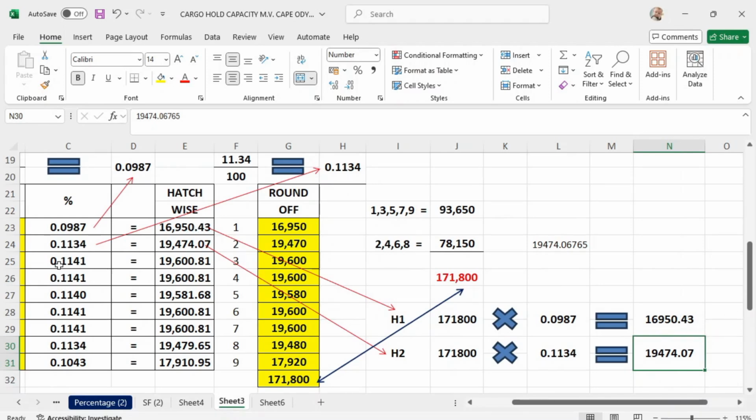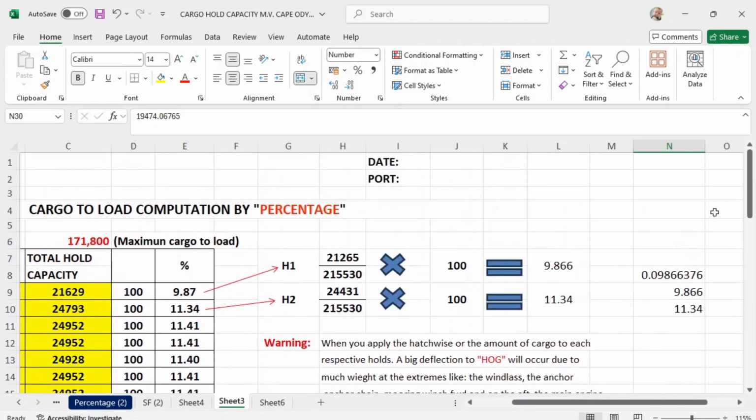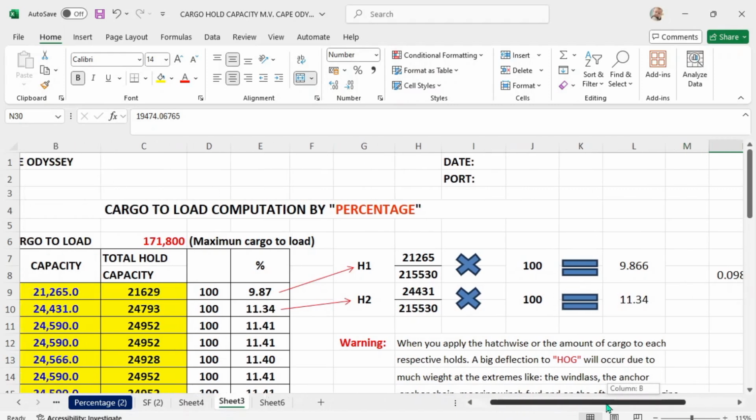Okay, and number 2, the maximum cargo to load is 171,800. Multiply it by your percentage of 0.1134, and you get the cargo to load in number 2, which will be 19,474.07. Okay, this is by percentage. So here you don't use the stowage factor, only by percentage.